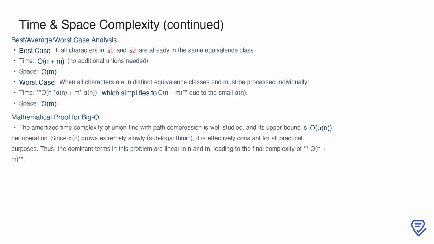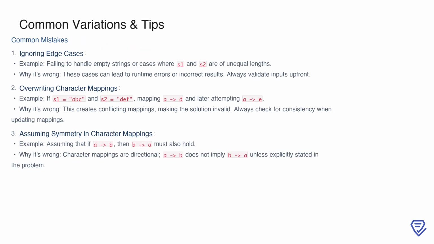The amortized time complexity of union find with path compression is well established as O(α(n)) per operation, and since α(n) grows slower than logarithmic functions, it is effectively constant. This ensures that the dominant terms in the problem are linear in n and m, confirming the final complexity of O(n + m).